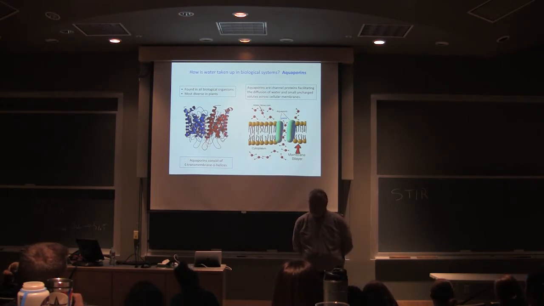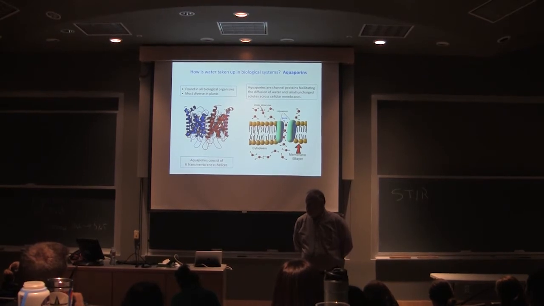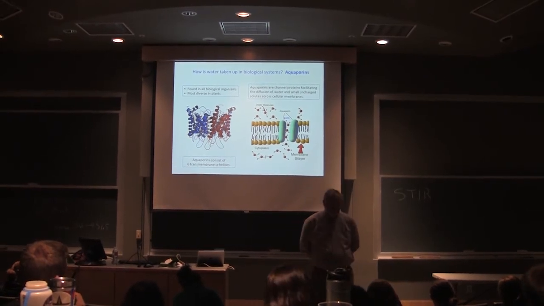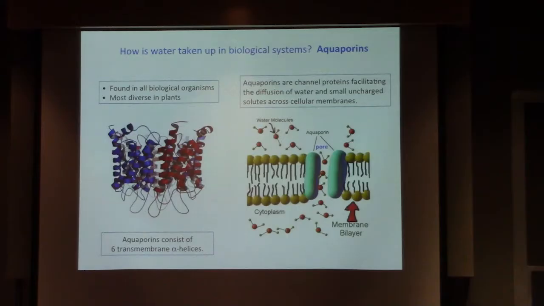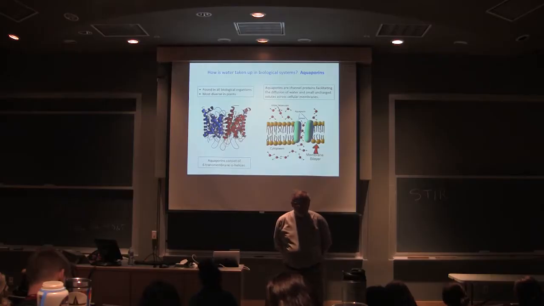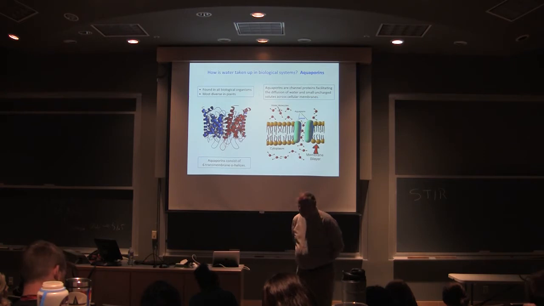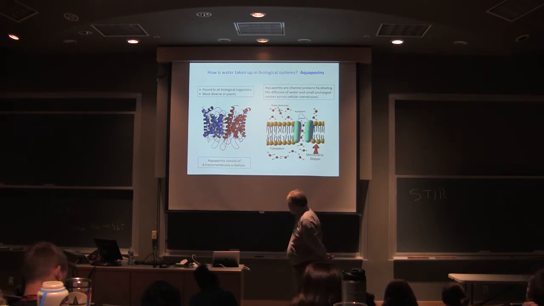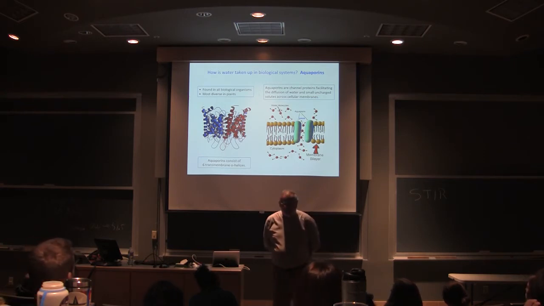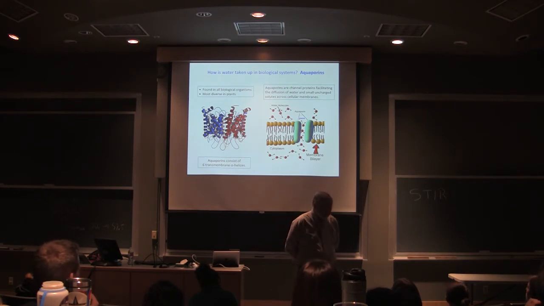Plasma integrated protein. So they are proteins that sit in the plasma membrane of microbes, of animals, and of plants. They are most diverse in plants. So every membrane has aquaporins. Now, when I was a kid, I learned that plants took up water by diffusion.